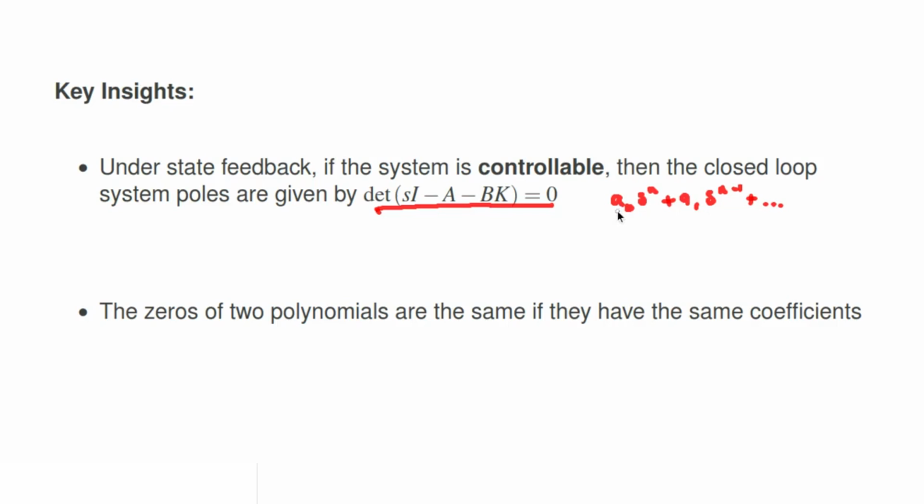This couples in very nicely with our second key insight, which is that if two polynomials have the same coefficients, they have the same zeros. This means that if we can choose the values in our state feedback matrix K so that the coefficients in this polynomial are equal to the coefficients of their corresponding Butterworth polynomial, then the closed-loop system poles will be given by the zero locations of the Butterworth polynomials and hence lie in the Butterworth configuration.